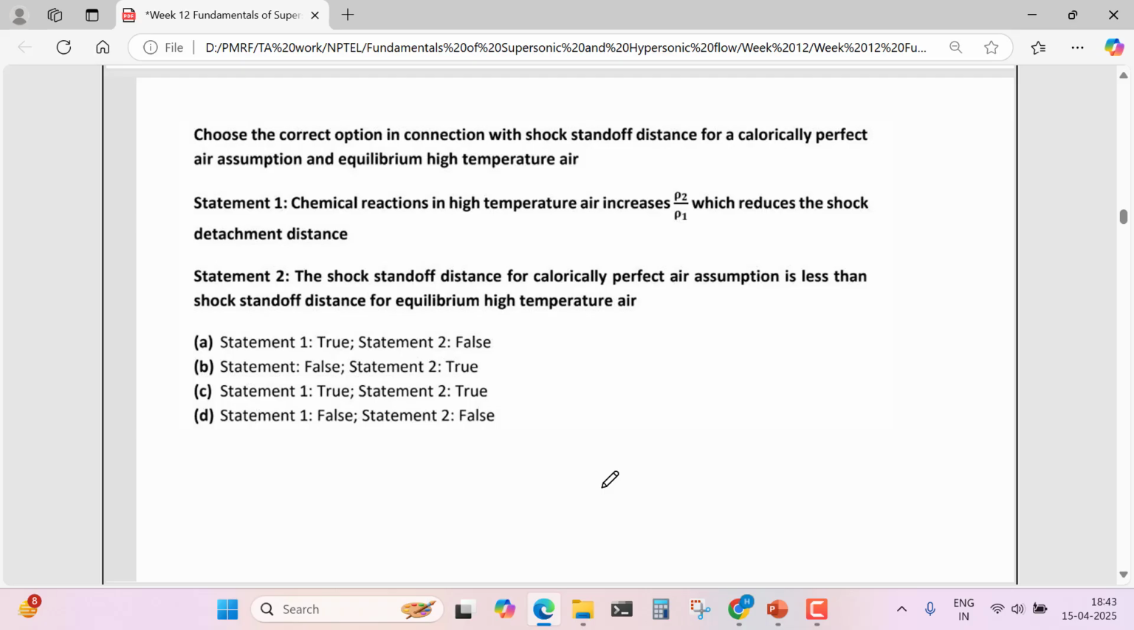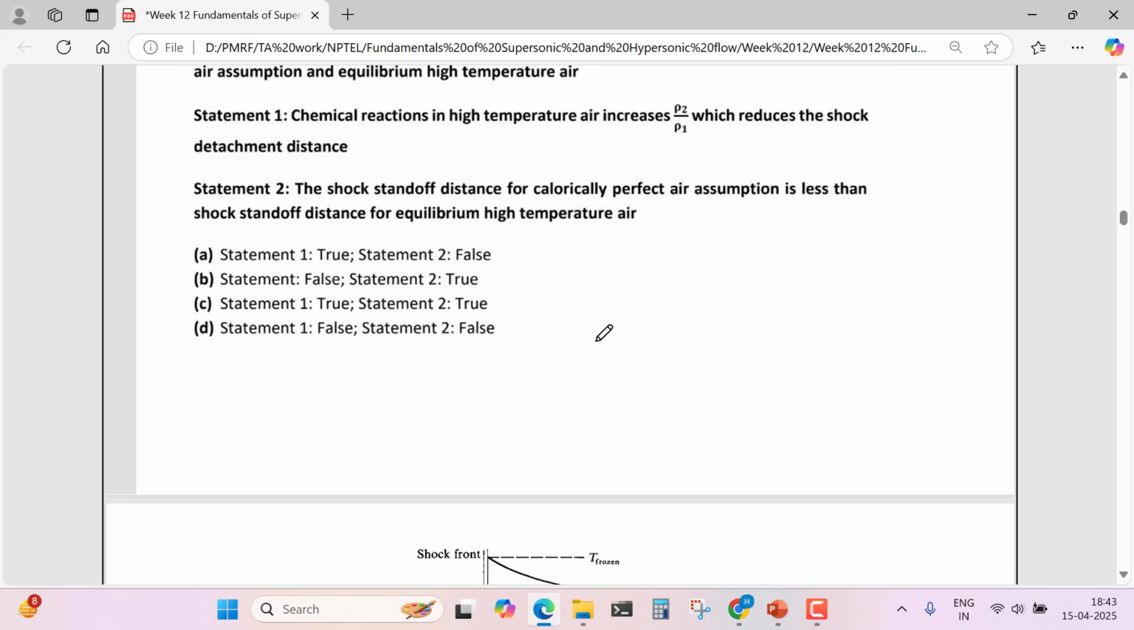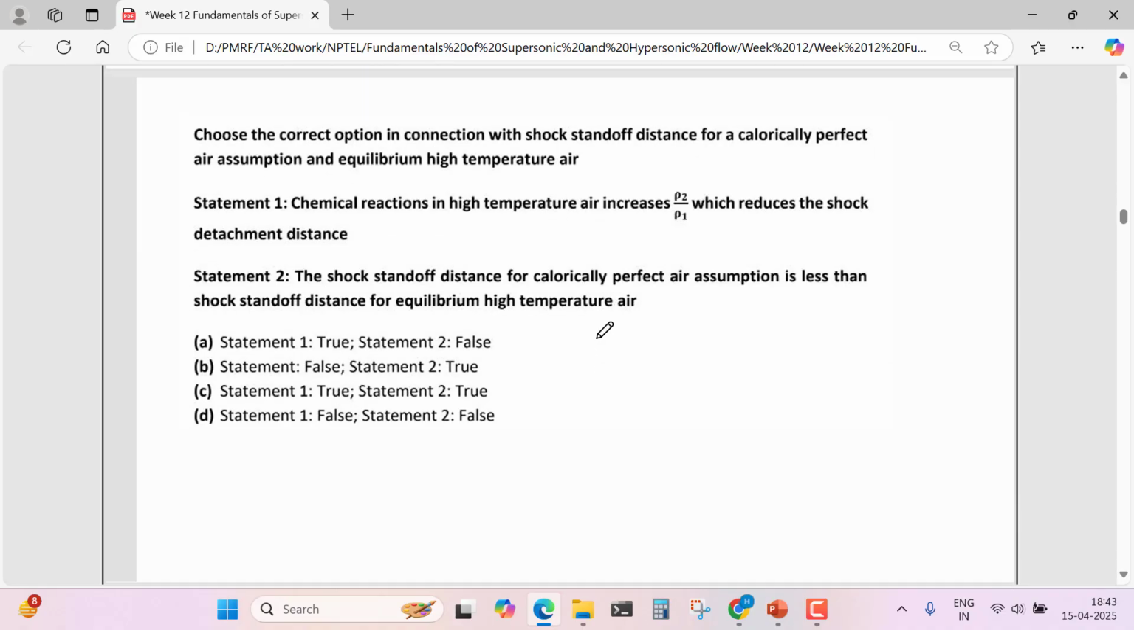So in this problem, we are asked for which case the shock standoff distance will be high or low, for calorically perfect gas or equilibrium chemically reacting gas. So which of the options will be correct? Before that, we will see what happens to density across a shock.